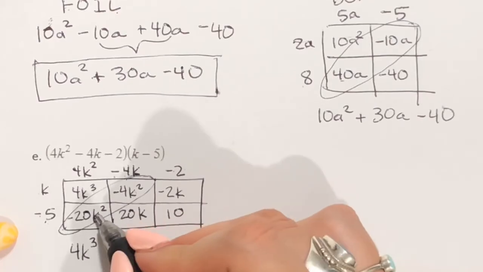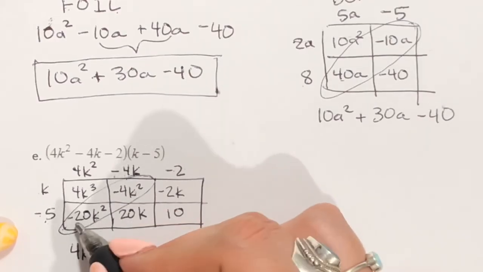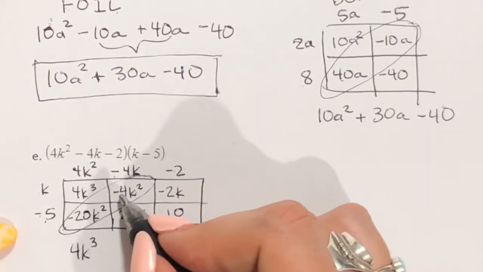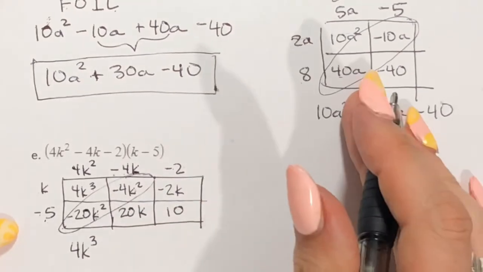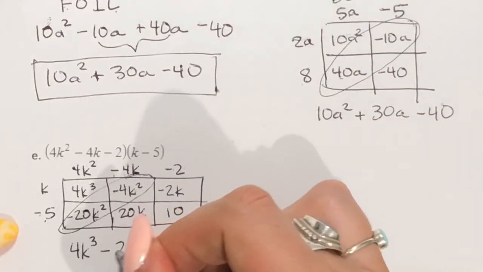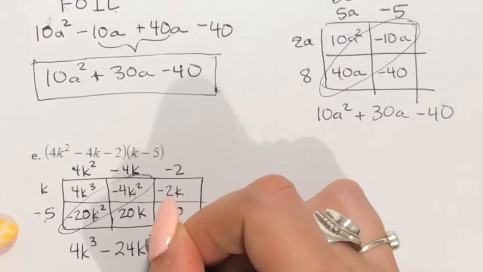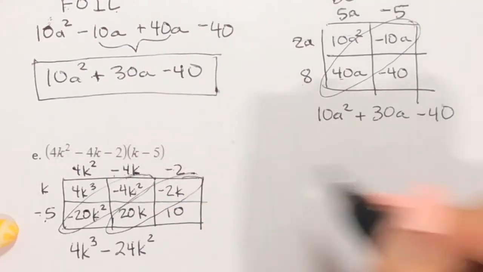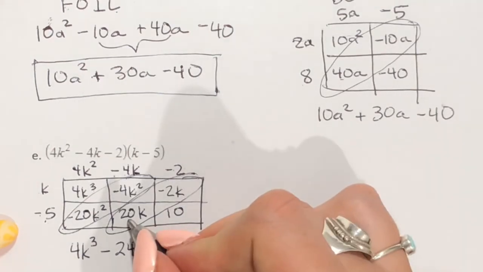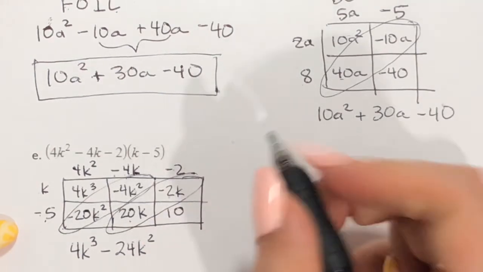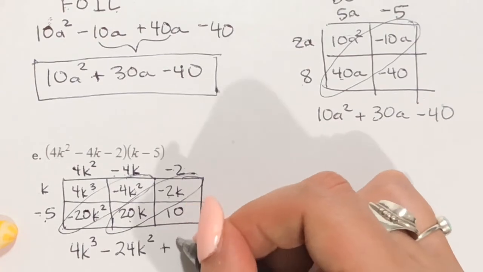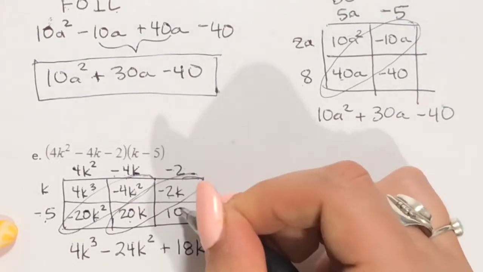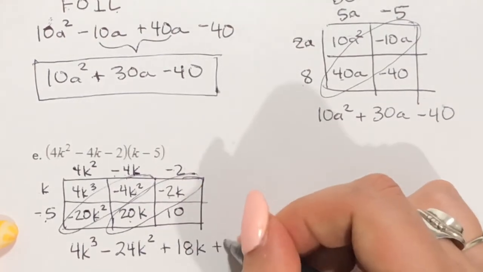So both of these are k squareds. So I'm going to combine them. I have negative 20 and then a negative 4. So that's going to give me a negative 24k squared. And then again on our diagonal, we have just the k's. I have 20k's minus 2. So that's going to be 18k's. And then we have our constant term plus 10.